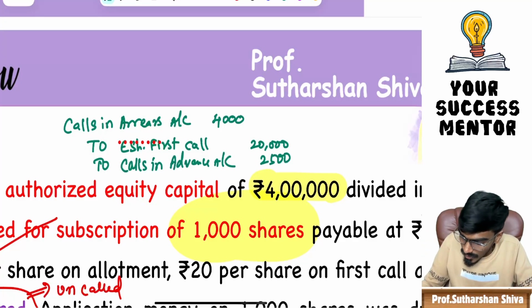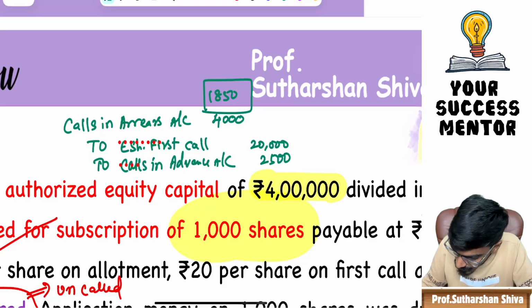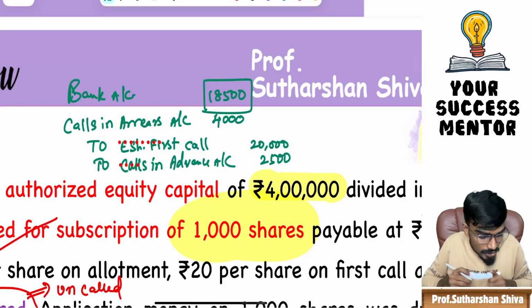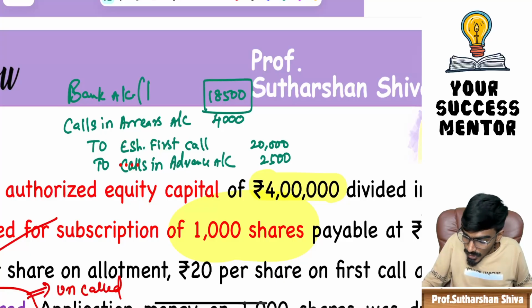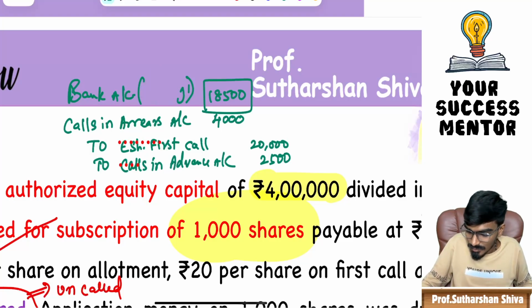2500. Now, just take the value 22,500 minus 4,000. What did you get? 18,500. 18,500 to which account? Bank. This is what you should do in the exam. Are you able to understand? Actually, this should not be written, but we are doing it for exam purposes. We are trying to make it easy.